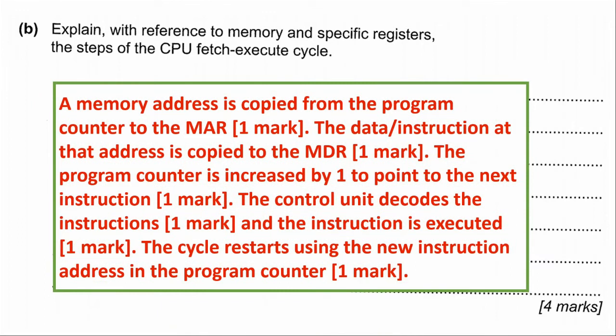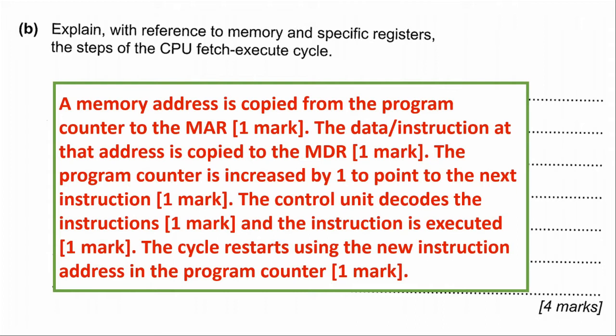So a memory address is copied from the program counter to the memory address register. So that's 1 mark. The data or instructions at that address is copied to the memory data register. The program counter is then increased by 1 to point to the next instruction. That gets you another mark. And the control unit then decodes the instructions. So that's where it makes sense of it. And the instruction is executed. Okay. So that's already enough.